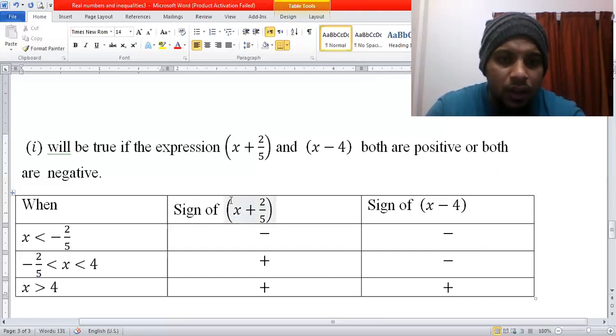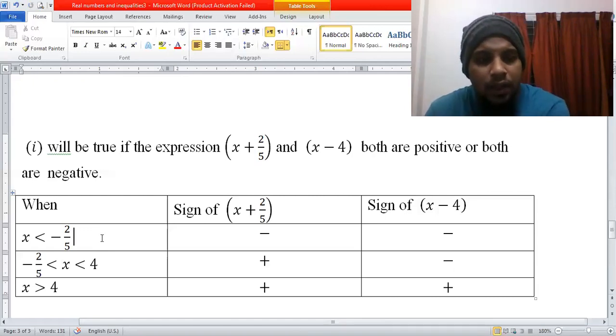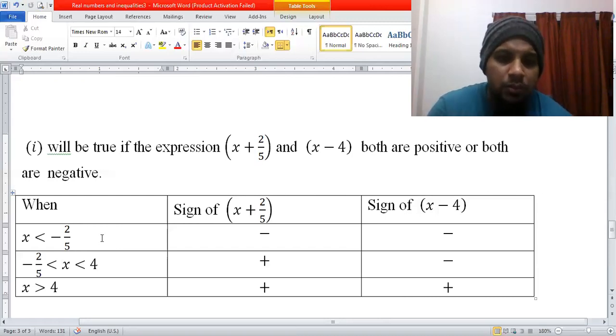Okay, x is greater than 4. If x is greater than 4, then both will be positive. For example, the value of x is 5. 5 plus 2 by 5, we get a positive output, and 5 minus 4, we also get a positive output. That means for x less than minus 2 by 5, when the value of x is less than minus 2 by 5, then both will be negative, and it is our perfect condition. And when x is greater than 4, then both are positive. That's why we have to take both as our solution.